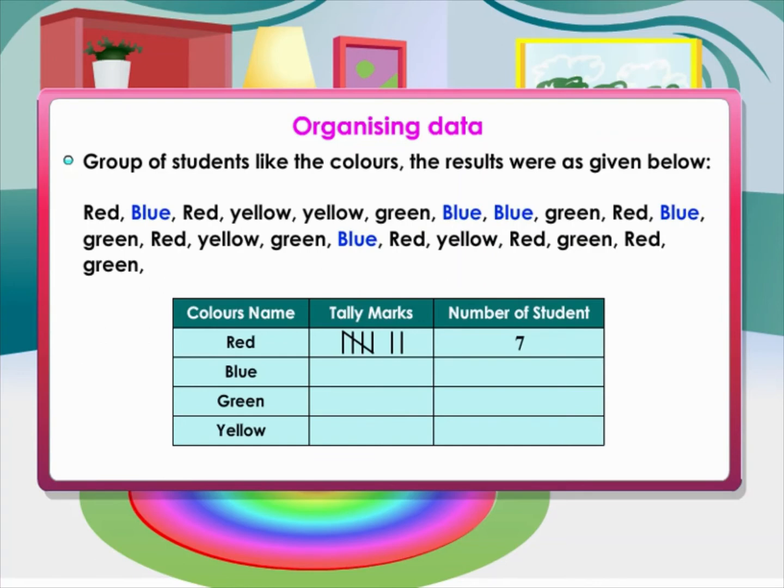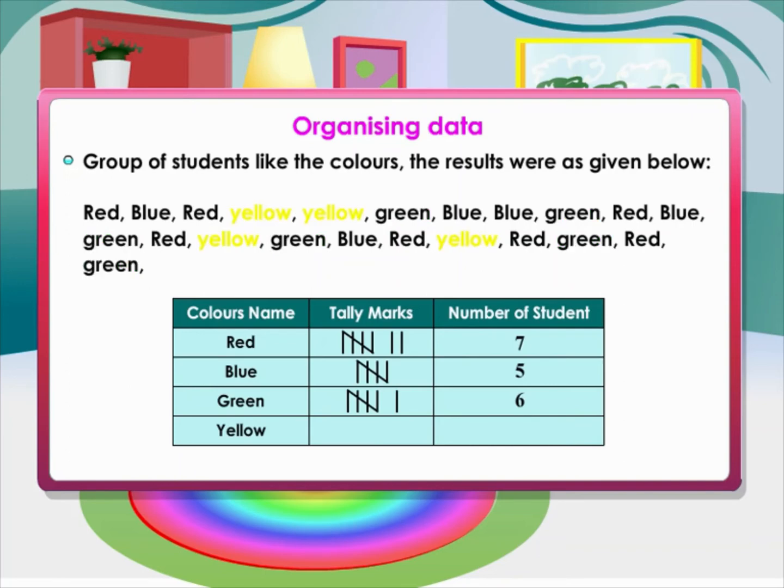Next, count how many of them are blue in color. 5 of them are blue in color. Now mark 5 tally marks. So the total number of students in blue is 5. In the same way, mark the tally marks for green color. Mark 6 tally marks and write the number of students as green color is 6.